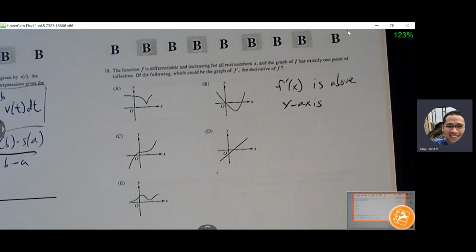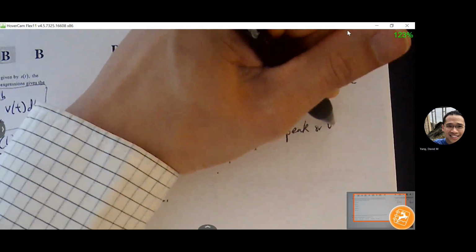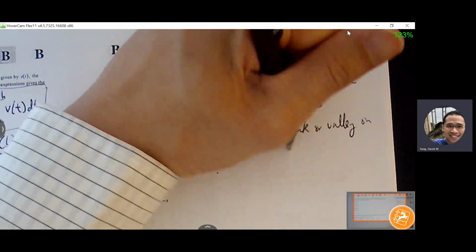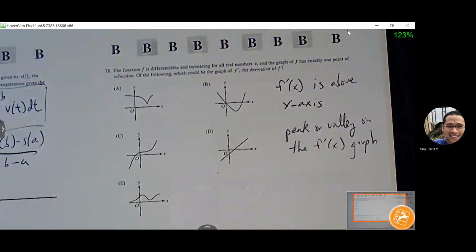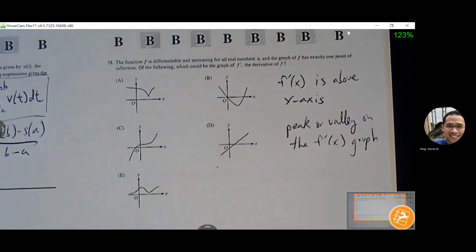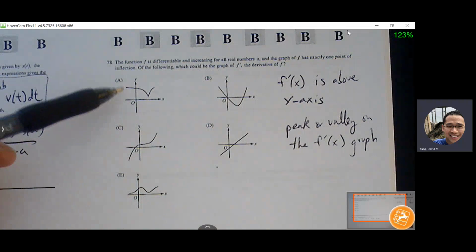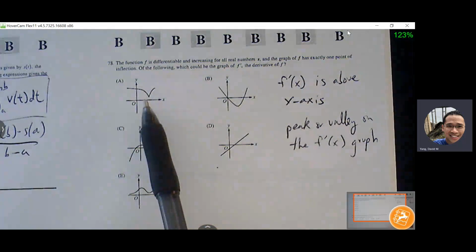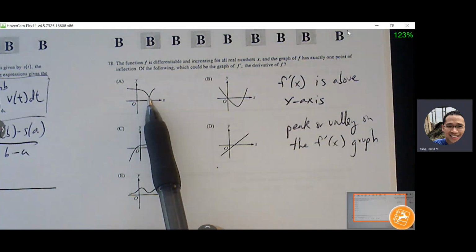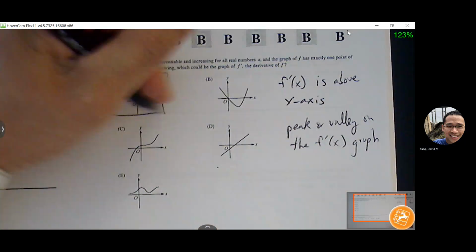There's a point of inflection. That means there must be a peak or valley on the f prime graph. Okay, so the only two graphs that are above the x-axis at all times are A and E. But then there's only one point of inflection, so there's only one peak or valley that we are looking for. So only A. There's too many peaks and valleys for E.